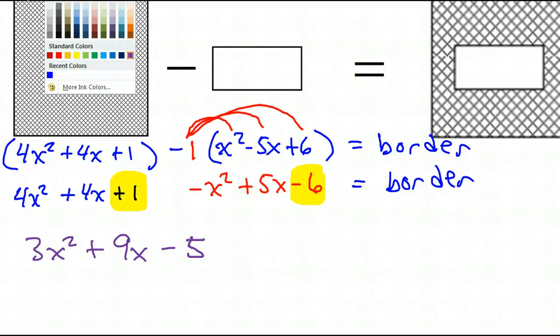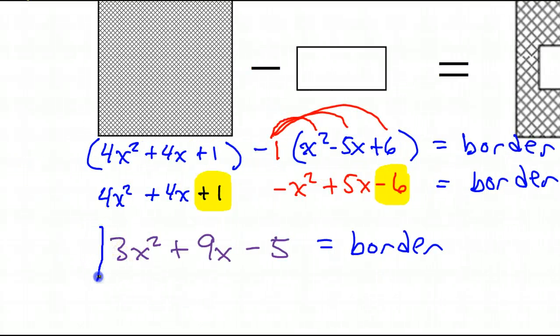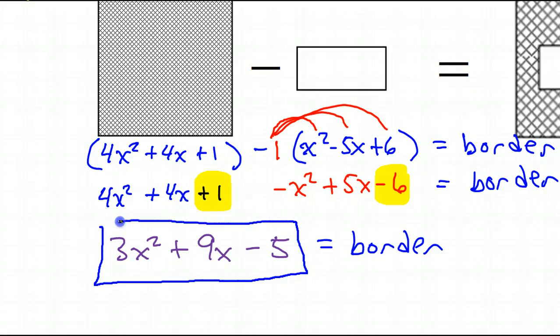And that should equal the border, which is what we were trying to find. So this is the final answer, 3x squared plus 9x minus 5.